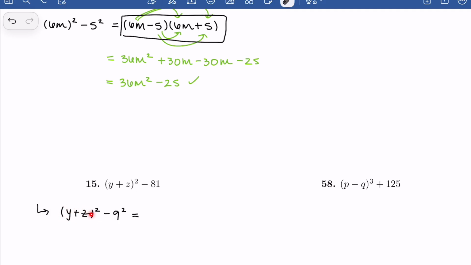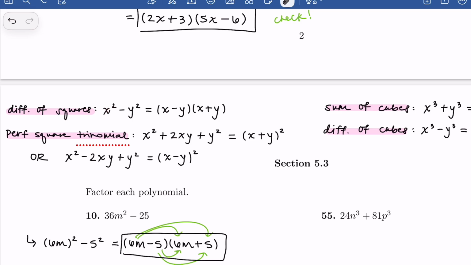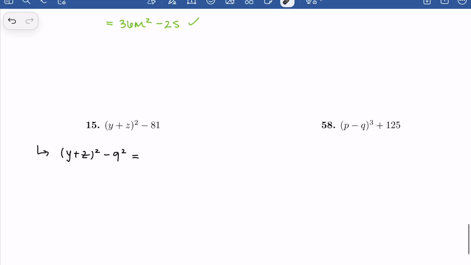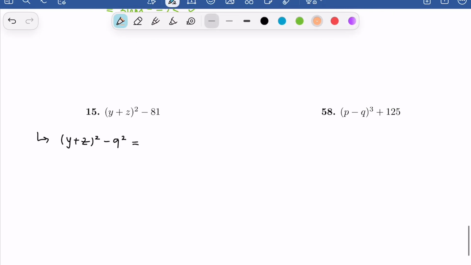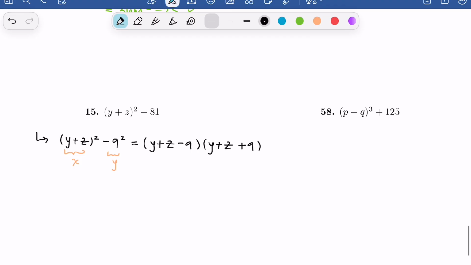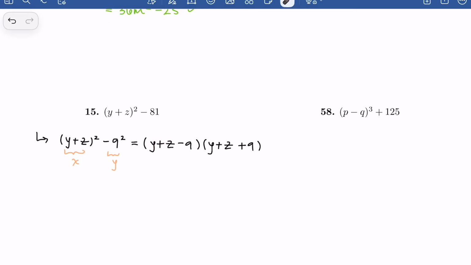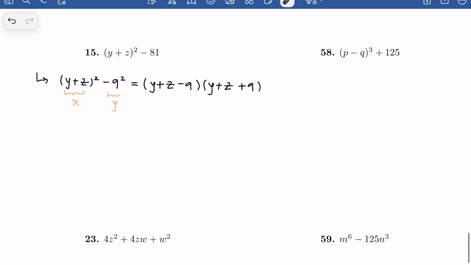This entire thing here, this binomial y plus z, would be our x. That's what's being squared here. And then we're subtracting our 9 squared. So we're going to treat this entire thing as our x. So we'll go ahead and write that here. That would be our x, and this 9 would be our y. So factored, it would be our x, so y plus z minus 9, and then y plus z plus 9. And again, if we were to FOIL this, we would end up with this guy. All right, let's look at another example.